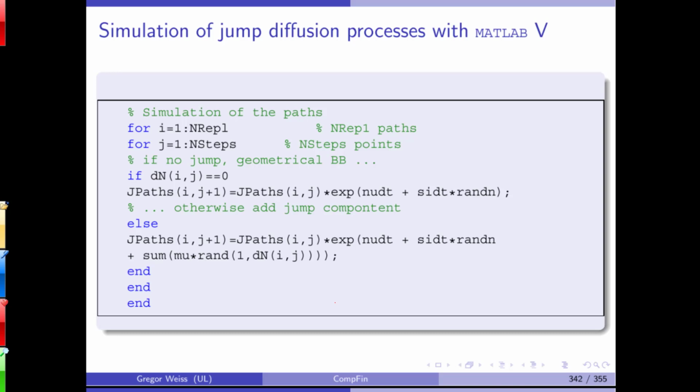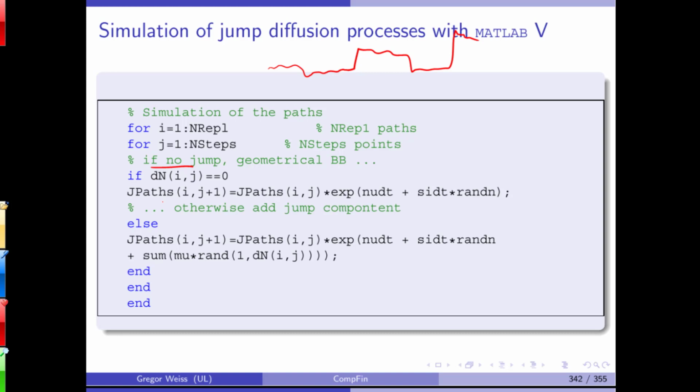We have to decide whether there is a jump or if there isn't. Remember, the diffusion process will continue with each step. But at some points, the Poisson process will tell us, if this is the geometric Brownian motion, at some points the jump diffusion process will tell us go up, continue, go down, go up. And this is why we need to check whether there is a jump or whether there is no jump.